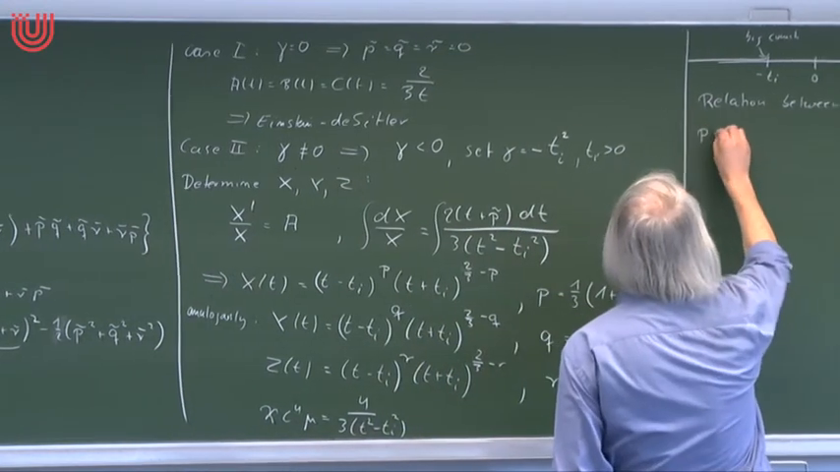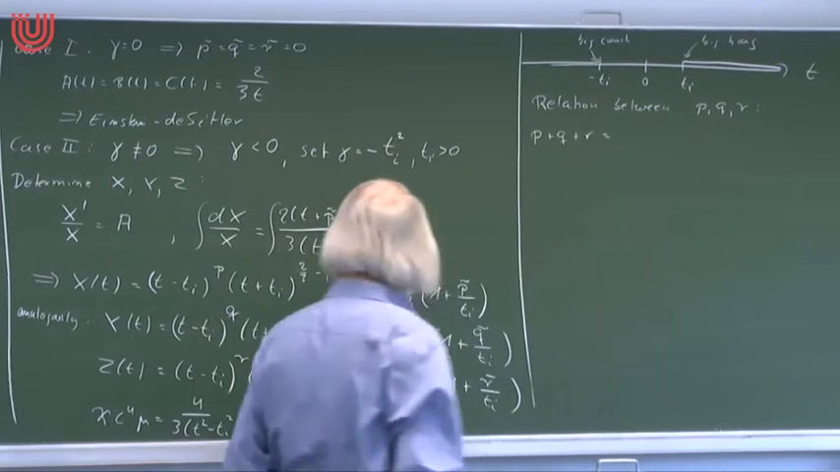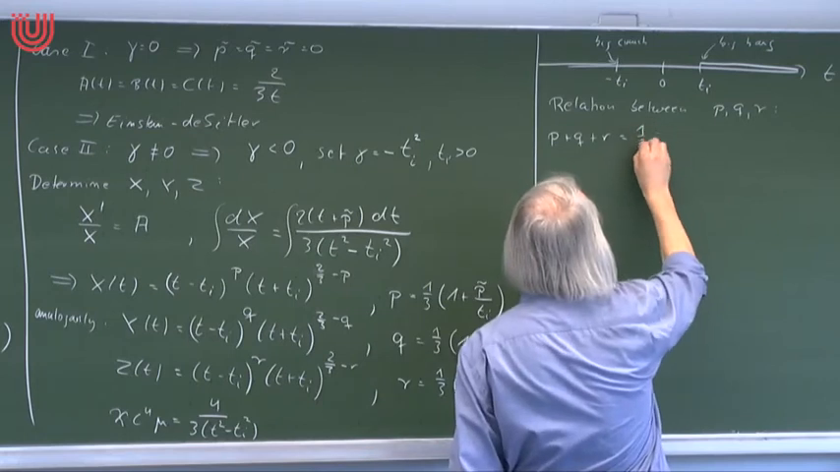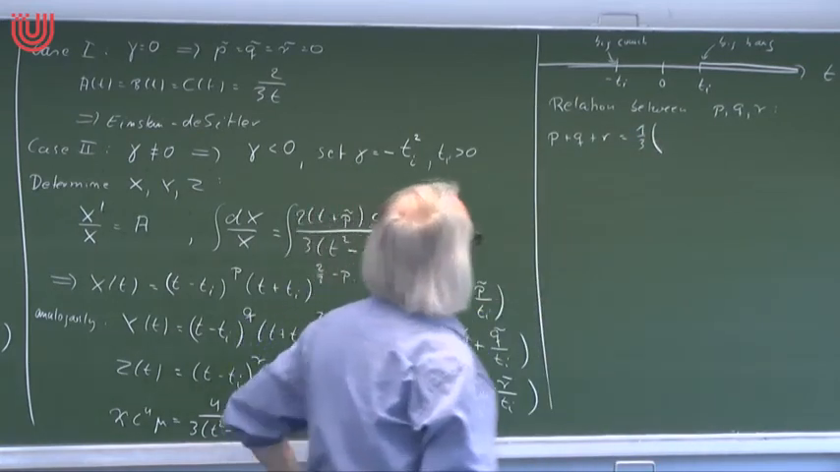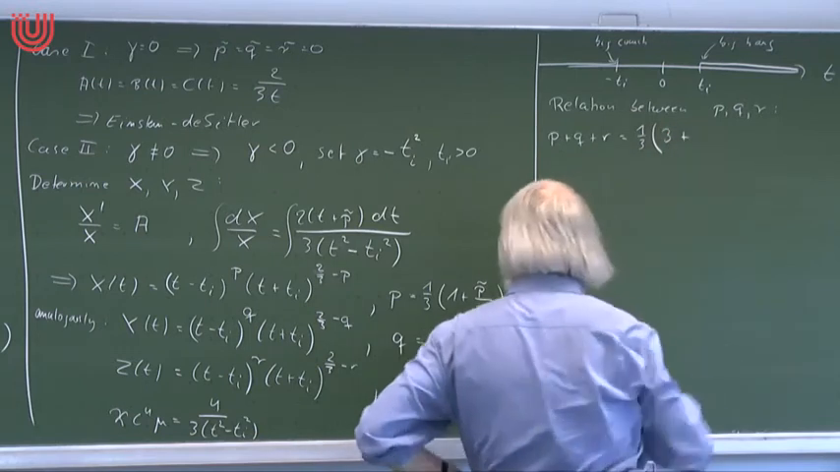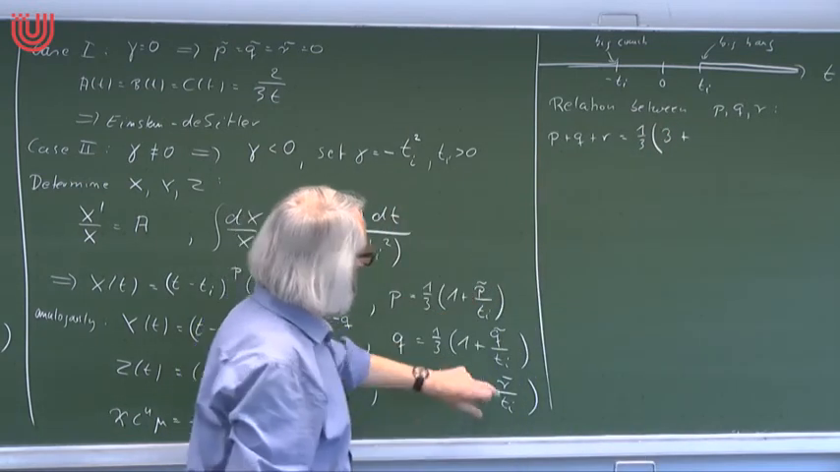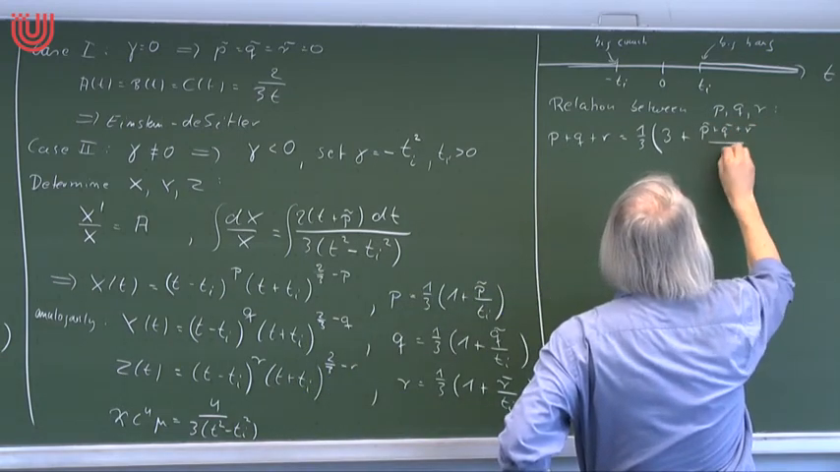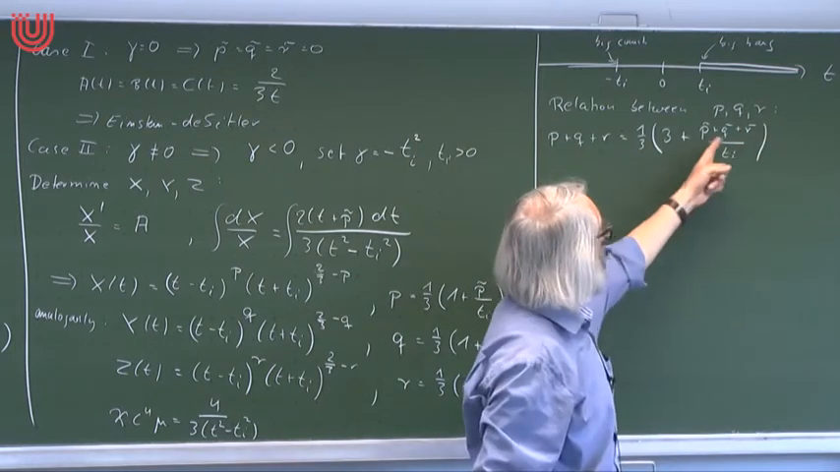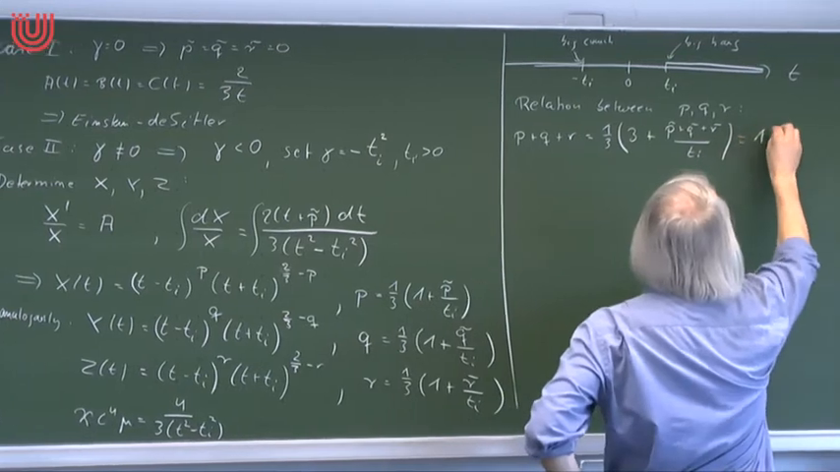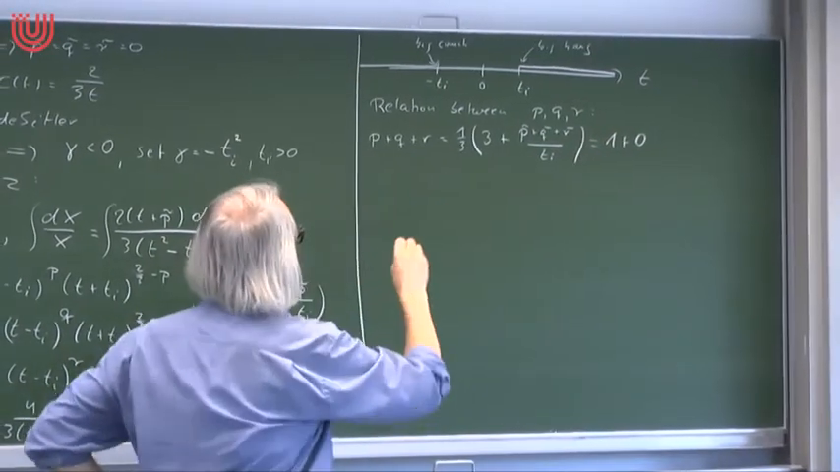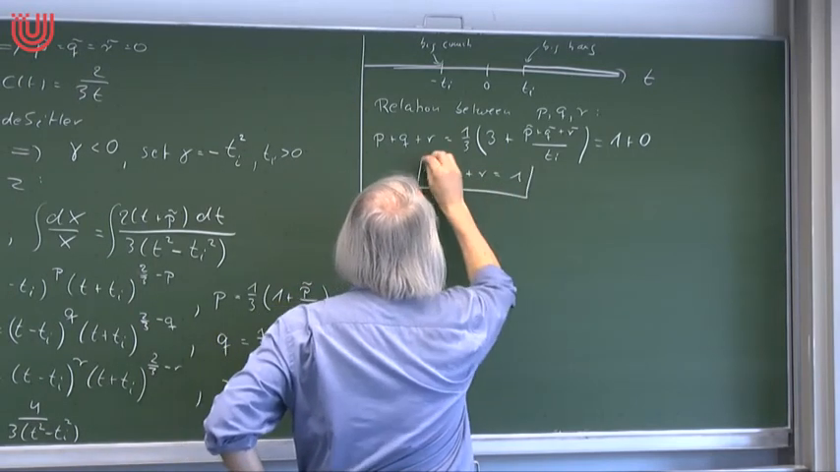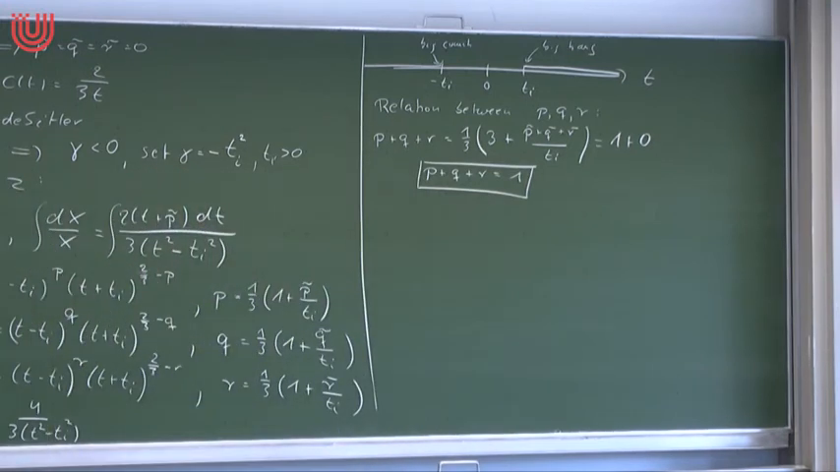So let me write what is P plus Q plus R. I have to add these three things together. So I get 1/3, and then 1 plus 1 plus 1 is 3, plus P twiddle plus Q twiddle plus R twiddle divided by Ti. But this was 0. This was 0. So this is 1 plus 0. So our first relation is P plus Q plus R is 1. Exactly the same as we know from the vacuum solution for the Kasner coefficients.